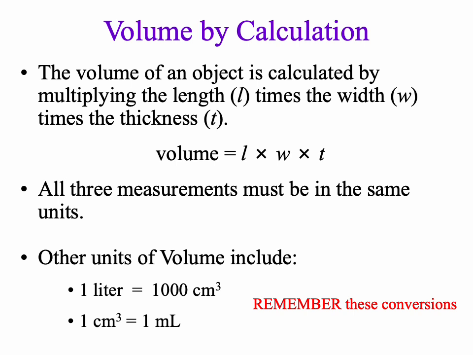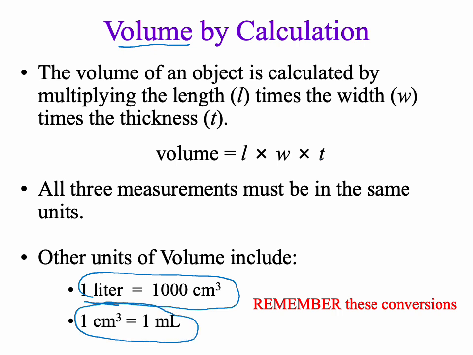Okay, then the last part for this particular part of the chapter is volume. We have already discussed most of this. Volume by calculation is length times width times height or thickness. 1 liter is this many cubic centimeters, or 1 cubic centimeter is 1 milliliter, whichever one you want to remember. Basically, if you need to convert between liters and cubic meters or cubic centimeters, you can use this conversion factor.